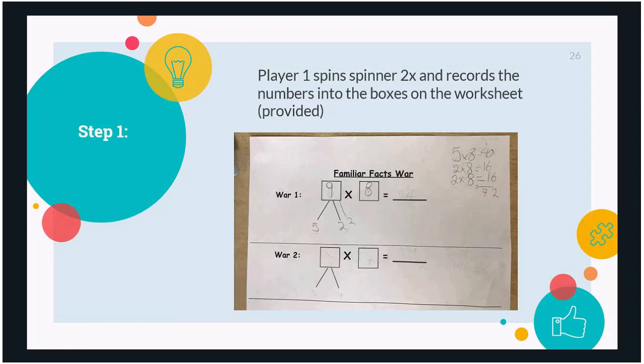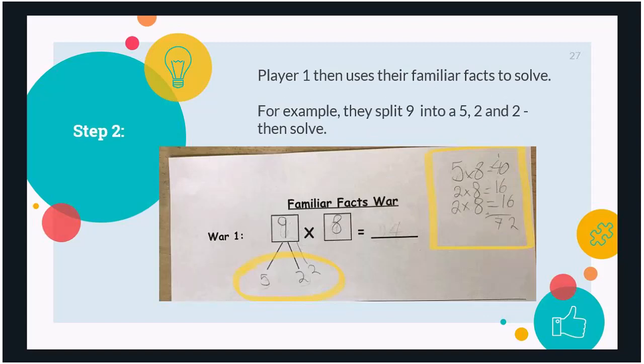Okay, so step 1. Player 1 spins the spinner 2 times and records the numbers into the boxes on the worksheet, as you can see here. Players will need to decide which number they would like to put in the box to split. For example, if a student spins a 9 and an 8, they chose to put the 9 into the box to split using familiar facts. Step 2. Player 1 then uses their familiar facts to solve. For example, they split 9 into a 5, a 2, and a 2, then they solve.